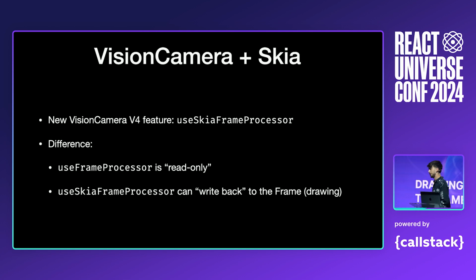So this is the exciting part now. We can combine VisionCamera and Skia to use Skia for drawing in VisionCamera. That's a new VisionCamera V4 feature I introduced in, I don't know, maybe April. It's called Skia Frame Processor, and the difference is that it allows you to actually draw back to the frame, whereas a normal frame processor is just read-only, in quotes.